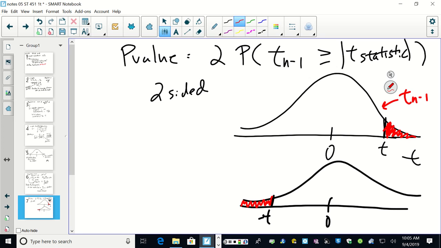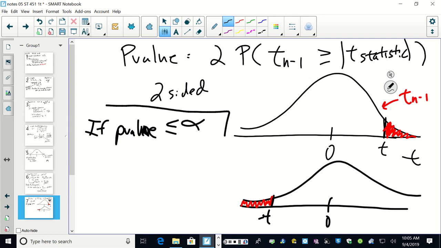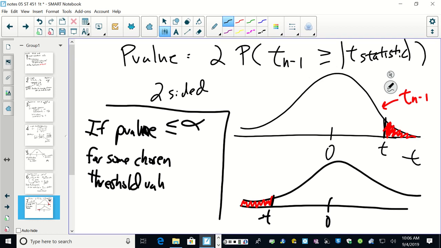And if the p-value is small, if it's an unusual occurrence that we've seen, if our p-value is less than or equal to alpha, for some chosen threshold value alpha, we're going to reject the null hypothesis.